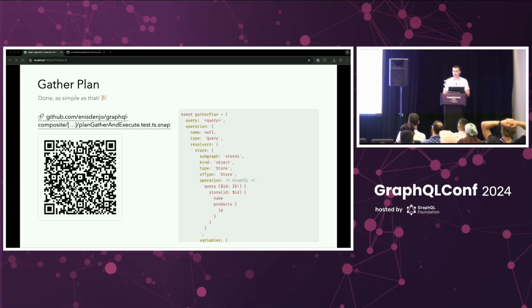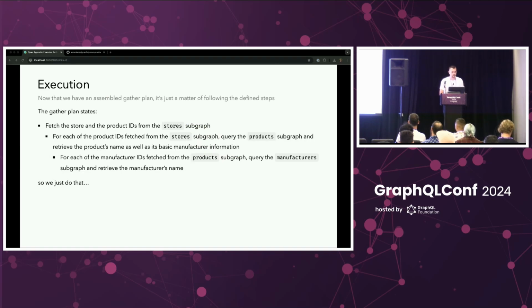Well, conceptually, yeah, but actually building the code is a completely different story. So this gather plan you're looking at is fully serializable, and you can cache it and avoid planning it again. Ideally, you would store the gather plan alongside your persisted operations and only have the executor running on your production environment. So having mentioned execution, let's dwell into that. Oh, and if you scan this QR code, you will actually see the snapshot of an actual test where we perform this exact query inside the GraphQL Composite repository.